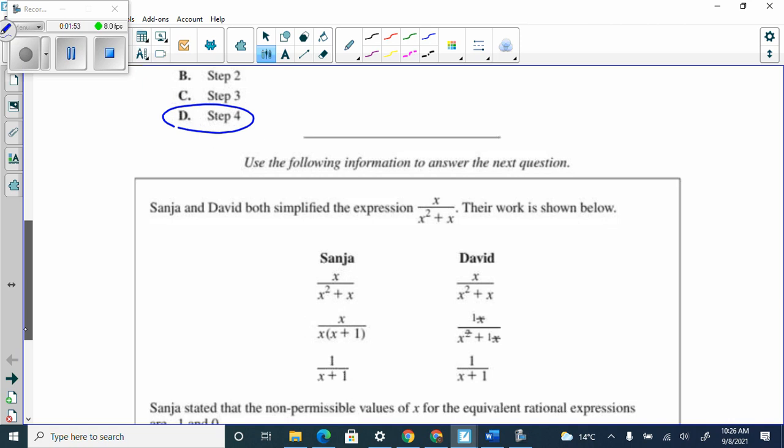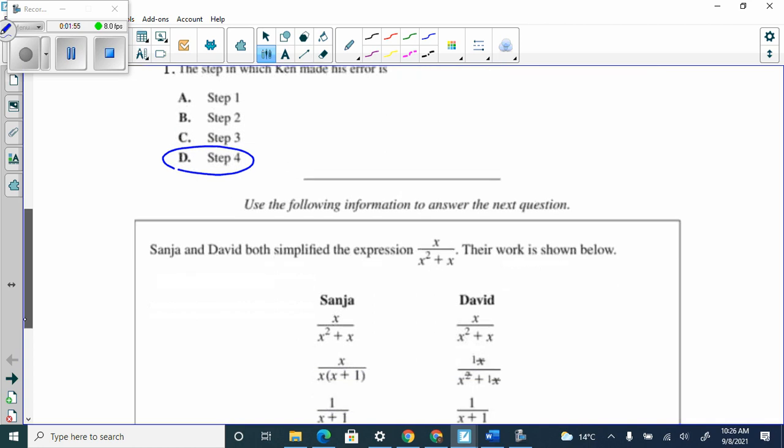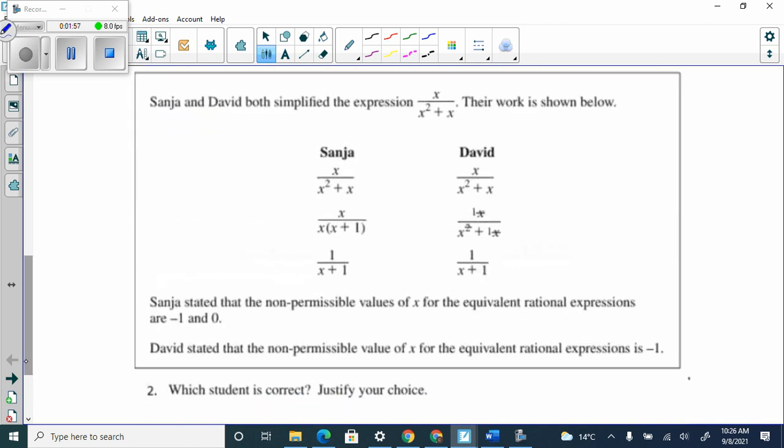So let's look at Sandra first. So Sandra's like, hey, GCF, difference of squares. So can't do anything to the top. So we could put it in brackets if we wanted to. Take out an x, and we're left with x plus 1. That's good. They canceled these off. She was left with a 1. Yay. Good job.